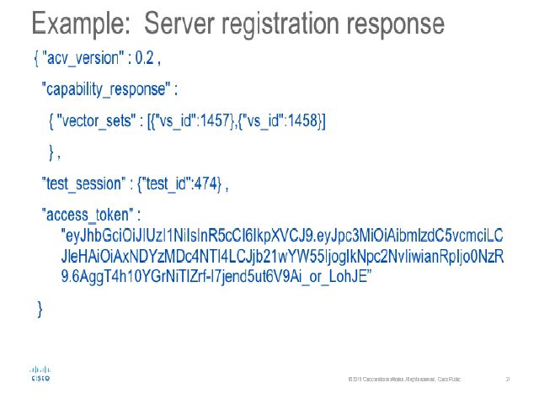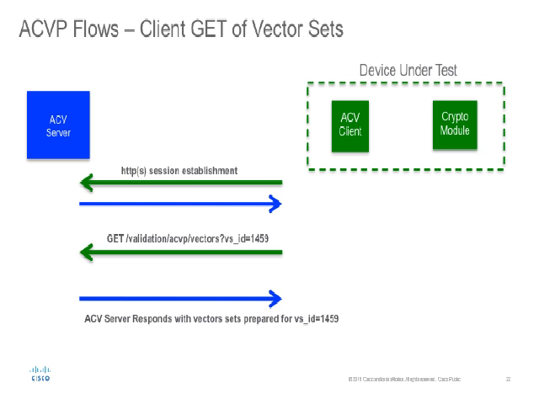So the client, once he has the vector sets, will individually request a vector set from the server. So he's requesting one file, since we're moving a lot of data, and so we want to just do these one at a time. So the server responds with the entire JSON encoded CAVS information.